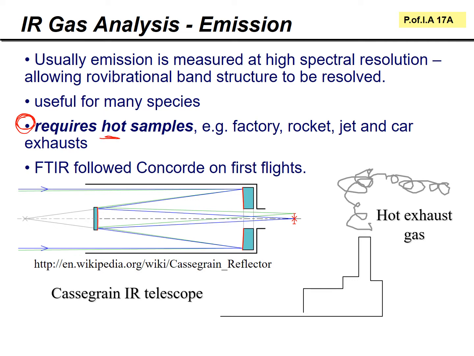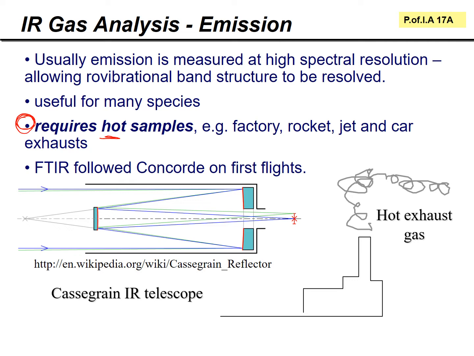So something like out of a hot exhaust plume from a factory, from the back of a rocket or plane, or from a car. And here's a little factoid for you. An FTIR spectrometer actually followed Concorde on its first flights to monitor the hot emissions being produced by Concorde.